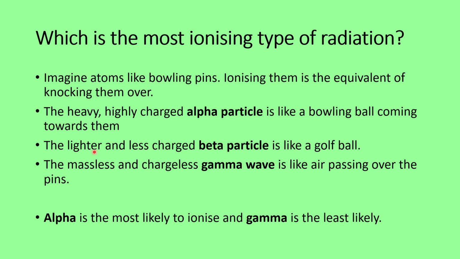Beta particles, they're lighter and they have smaller charge. So they're like a golf ball going down, trying to knock over those pins. Now the massless, chargeless gamma rays, it's kind of like air passing over the pins. Sometimes they will knock over some, but they have high energy, and they might have to pass through a lot of these pins or atoms to ionize them. So alpha is most likely to ionize, and gamma is least likely to ionize, because alpha is heavy and highly charged, whereas gamma is massless and chargeless.